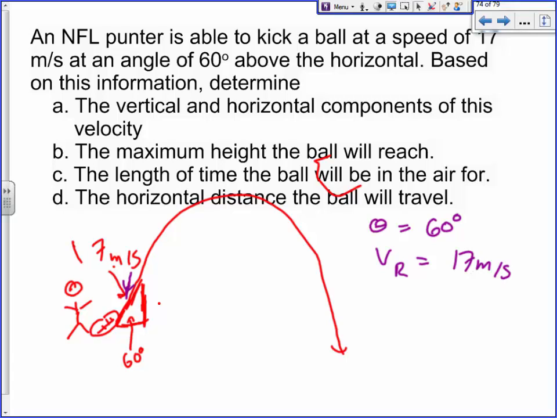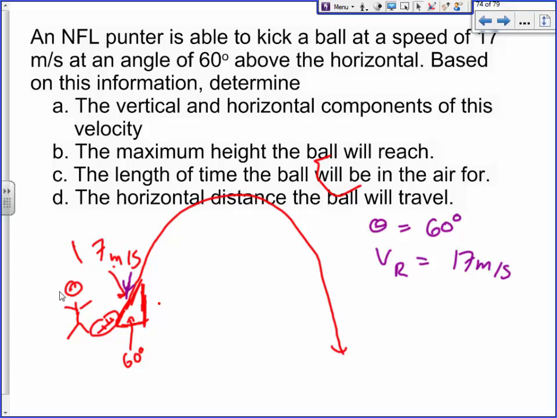This is getting challenging. I don't actually know where my cursor is anymore. Oh my goodness. Okay, there. Now I can see it.